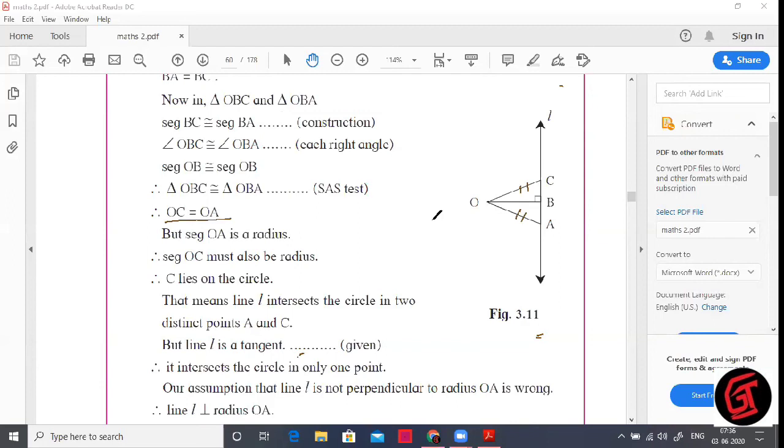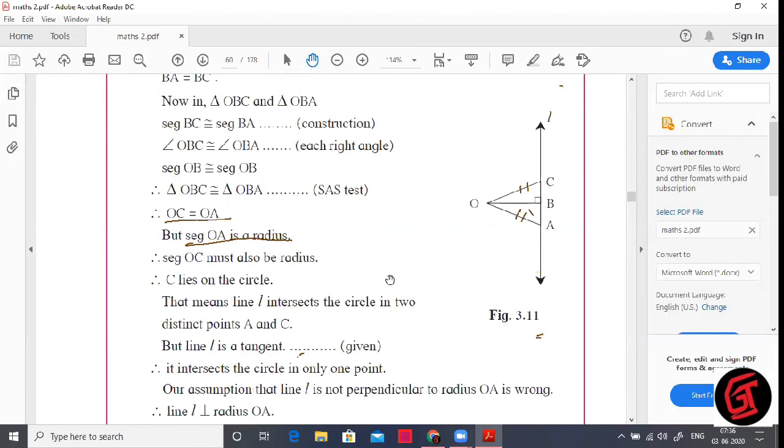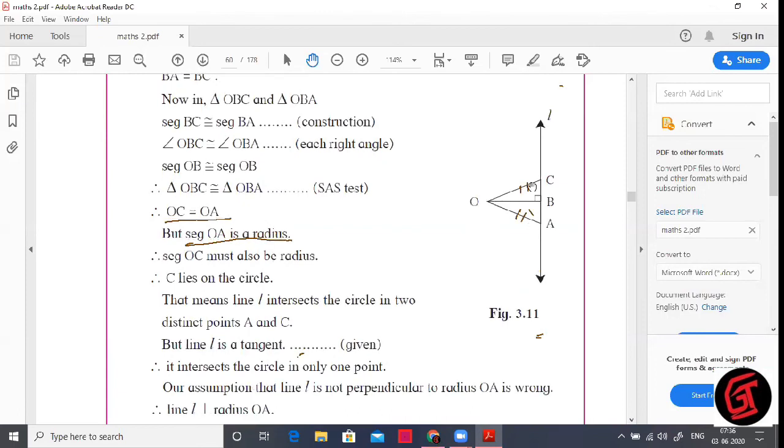But if you see in the question what is given to us, OA is the radius, correct? It is given to us in the question. A line is tangent to the circle with center O and point of contact is A. So that means OA is the radius. So if OA is the radius and we prove that OA and OC are equal, that means OC also is the radius.